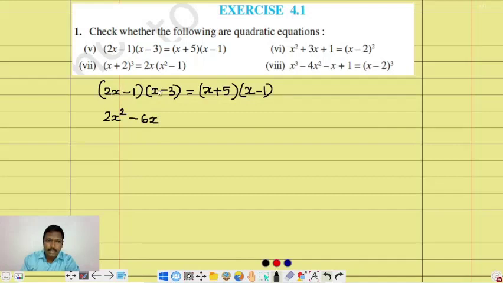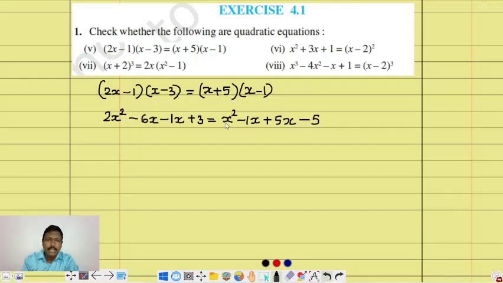So with 2x we have finished. Then minus 1 into x is minus 1x, minus 1 into minus 3 is plus 3, is equal to. Now the right side we can open: x into x will be x squared, x into minus 1 will be minus 1x, and 5 into x will be plus 5x, plus 5 into minus 1 will be minus 5.